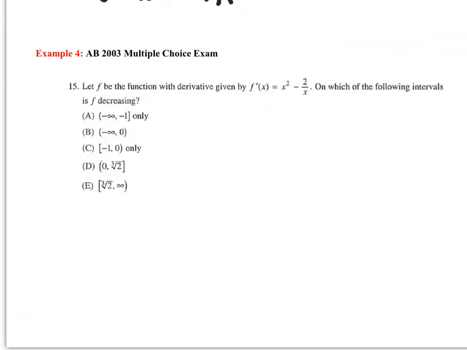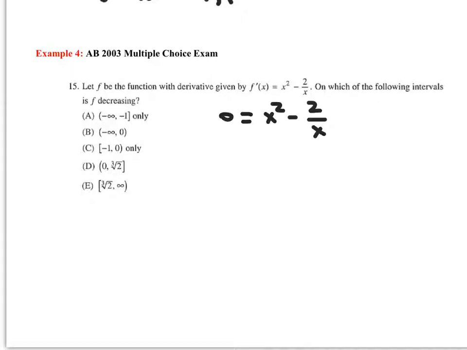Okay, another multiple choice question from 2003. Must have been a good year. Let f be the function with the derivative given by the following. On which of the following intervals is f decreasing? Basically what you could do here is just test each of them, plug values in, or you could go ahead and analyze it. I'm going to go ahead and analyze it and just find where the derivative equals 0 off camera.